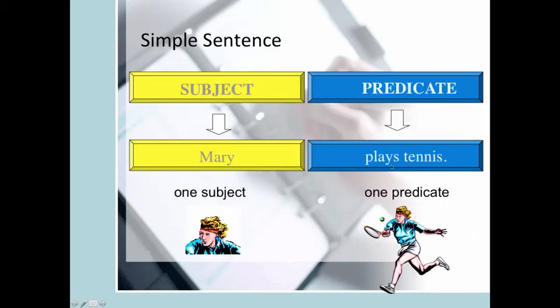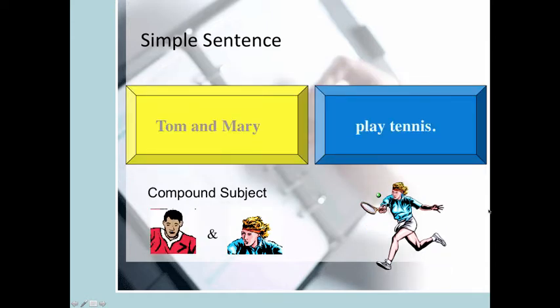Mary plays tennis is a simple sentence. It has one subject and one predicate. Now sometimes you will have a sentence that has a compound subject, so you have 2 subjects performing the action. In this case, Tom and Mary play tennis. This is still a simple sentence, however, Tom and Mary becomes a compound subject.